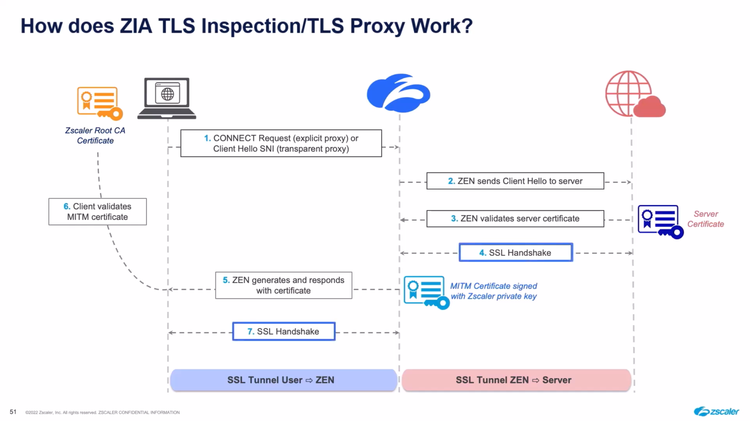So now we have two SSL connections, one between the client and the ZEN, although the client believes they are connected to the web server, and one between the ZEN and the web server, where Zscaler is in charge of those two communications, and we can inspect the content that's being passed through the Zscaler enforcement node.